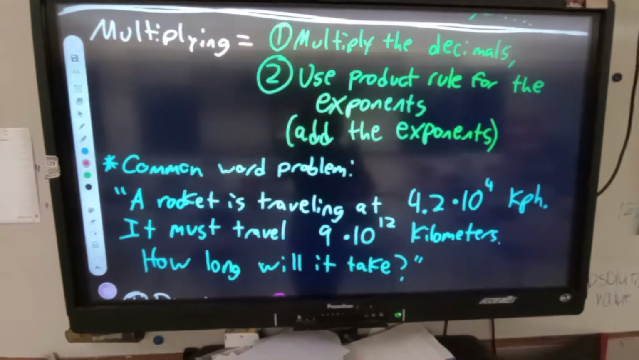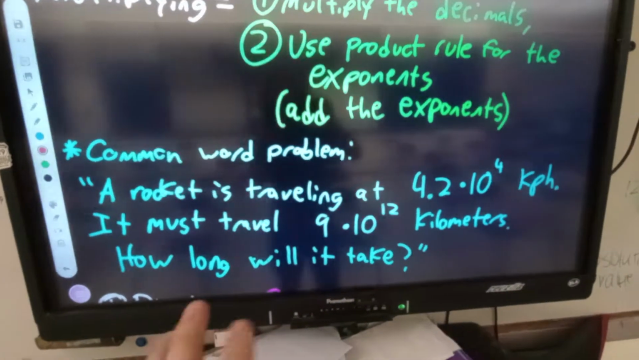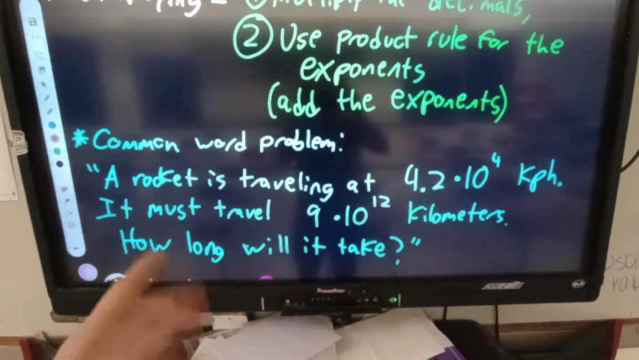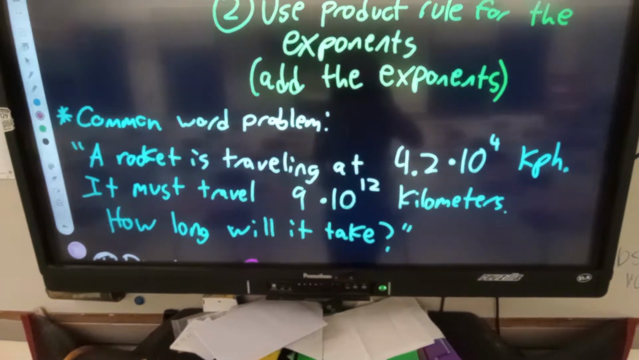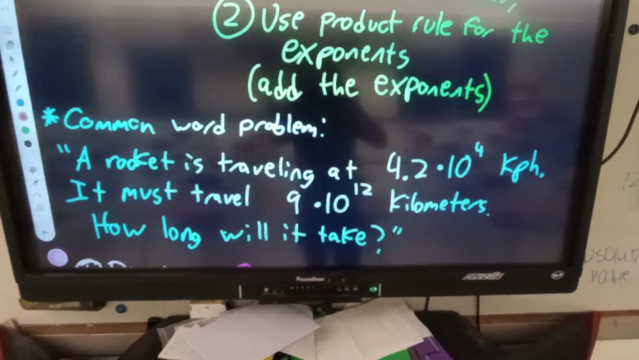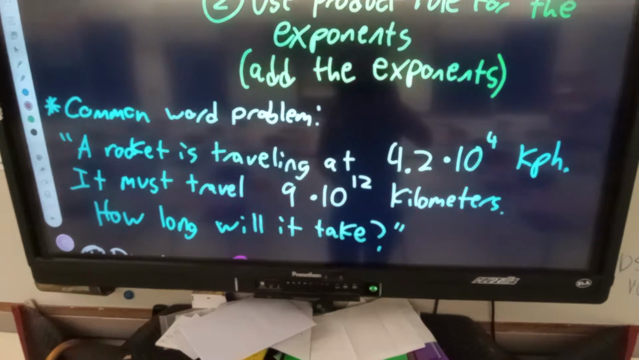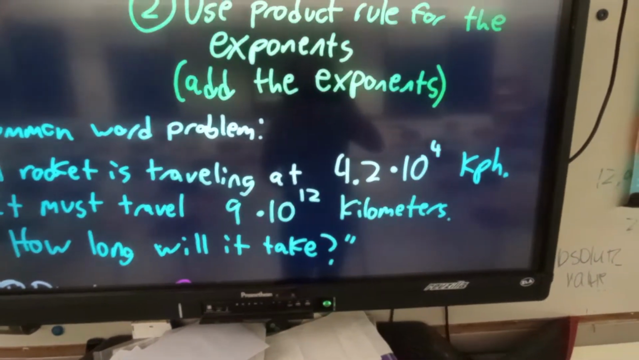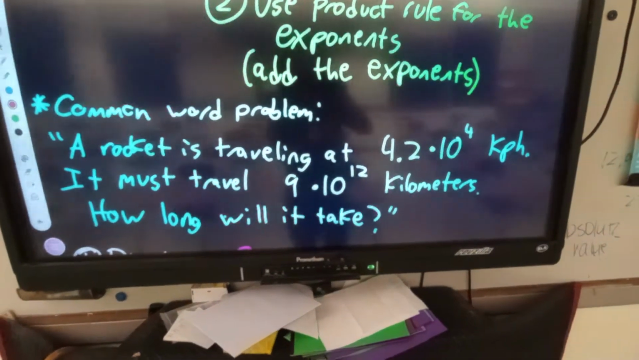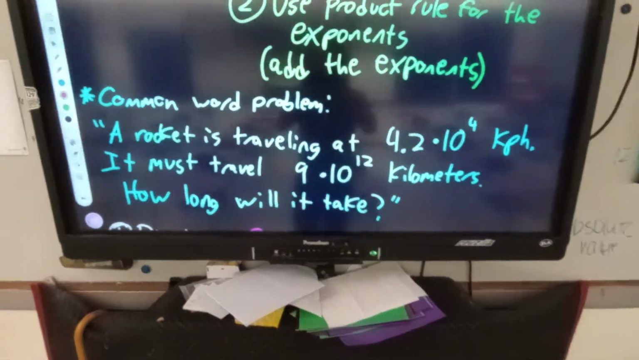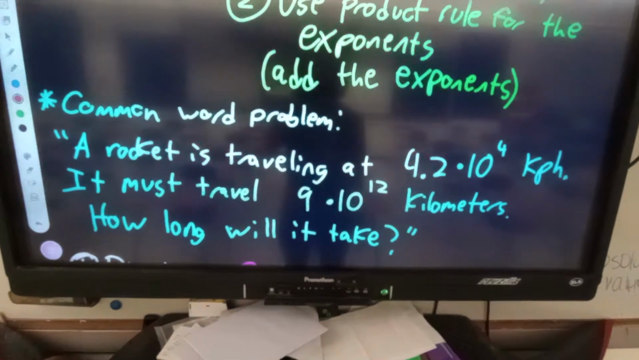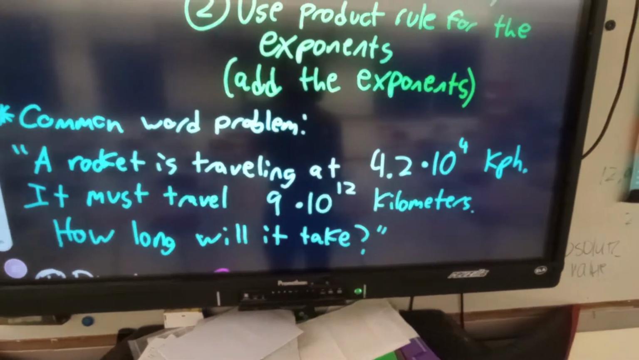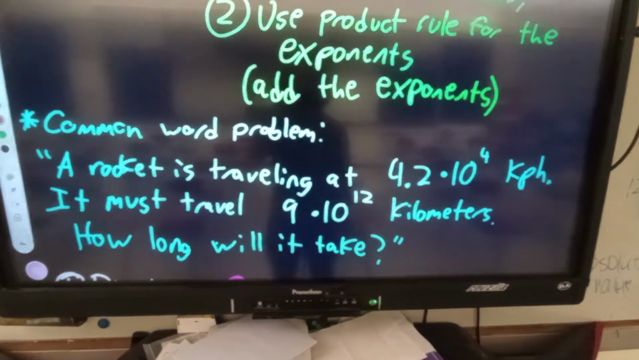All right. And the only way I have really seen these types of problems come up with any amount of frequency is this. Usually they'll be talking about a rocket or airplane, something that is traveling at a very high speed or a very low speed, like a snail. And it will say like a rocket is traveling at 4.2 times 10 to the fourth kilometers per hour. I don't know how accurate that is. I just made this problem up off the top of my head. It must travel 9 times 10 to the 12th kilometers. How long will that take? I suppose I should have phrased it as how long will that take in hours?